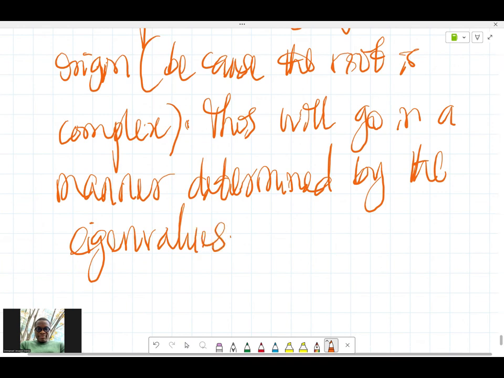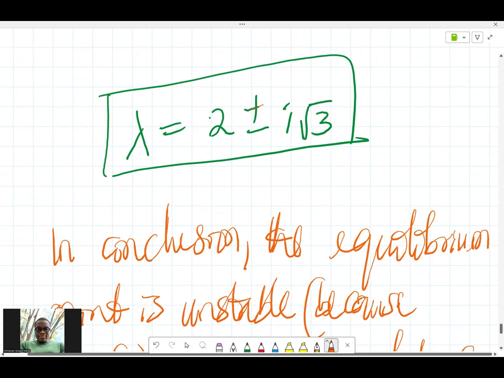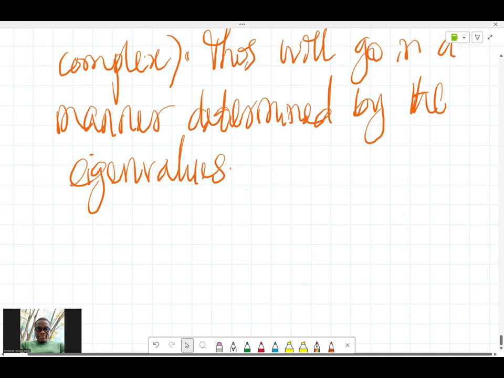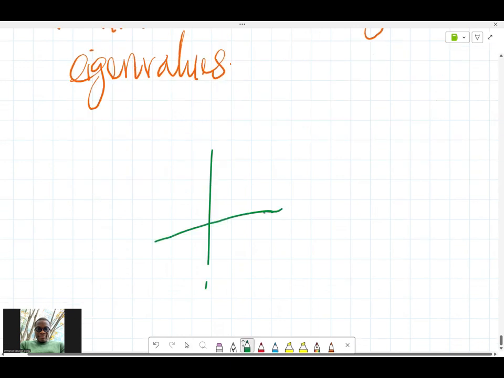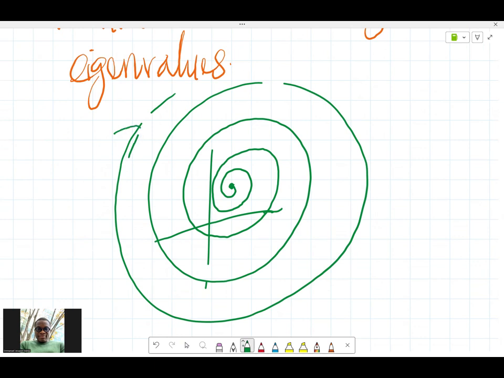So for sure, we have two eigenvalues now: 2 plus i root 3, and 2 minus i root 3. Those are the two eigenvalues. In either case, the real part is greater than 0, and that calls for instability. And once it's complex like that, because it's unstable, you're going to have something like this. Something going out of the origin, so it's spiraling out, because it's not stable.